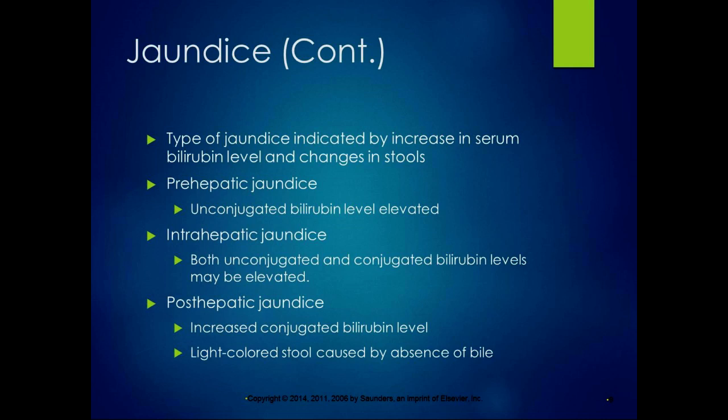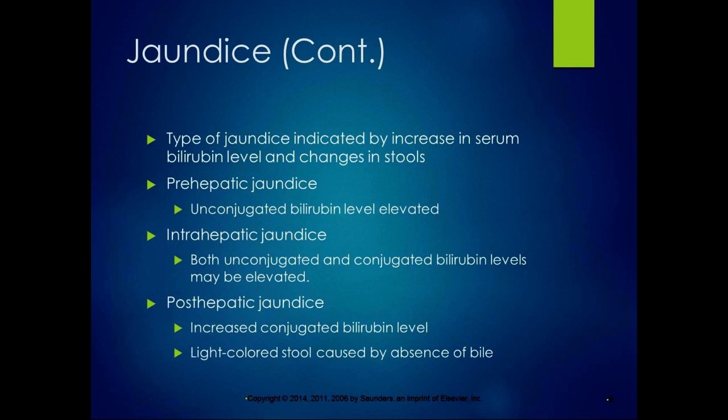The type of jaundice is indicated by an increase in serum bilirubin level and changes in stools, because the jaundice is caused by a backup of bile. Bile is part of fat digestion, and so if you're not properly digesting fats, it's going to cause changes in the stool. Prehepatic jaundice is going to show up as an elevated, unconjugated bilirubin level. That's something they can blood test for.